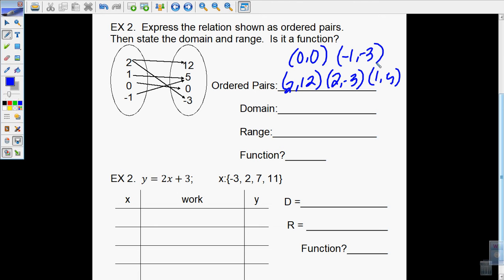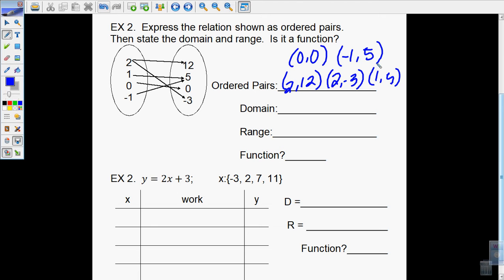I thought -1 was a 5. Did it? What did I point it to? I wrote... Oh, it did. I don't know what I wrote. Let's try that again. -1, 5. And then, where was that at? Yeah. Okay. Were we good? Yeah. Perfect. All right, so our domain.